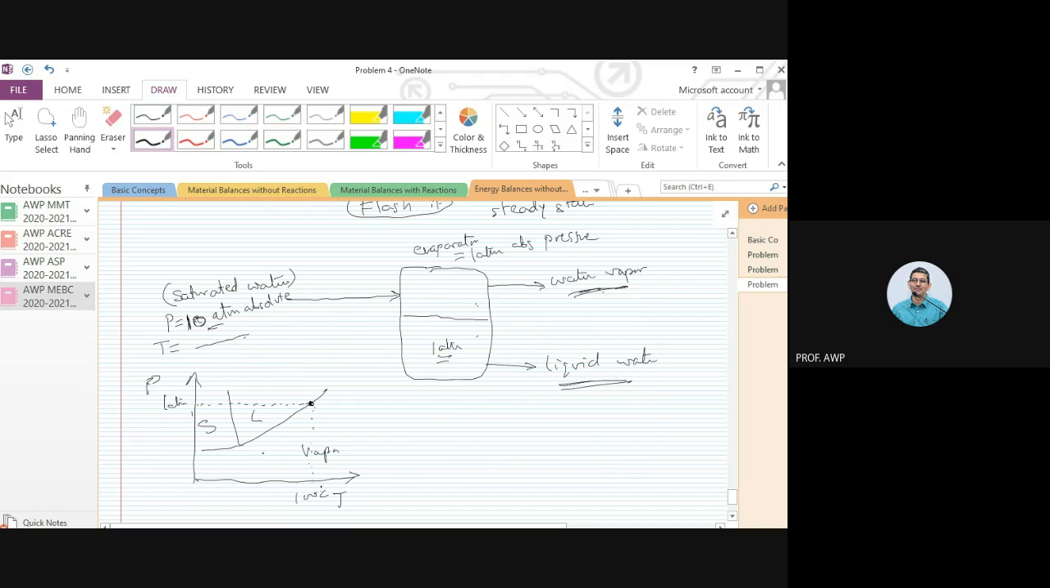For 1 atmosphere. Yes, no? Yes, sir. So this water vapor will leave at 100 degrees centigrade. This liquid water also will leave at 100 degrees centigrade. Do you agree with this?